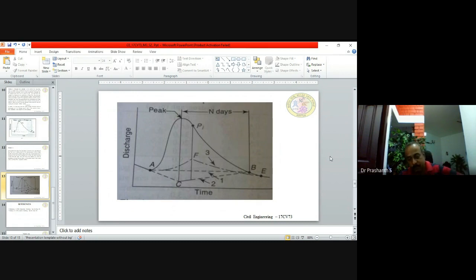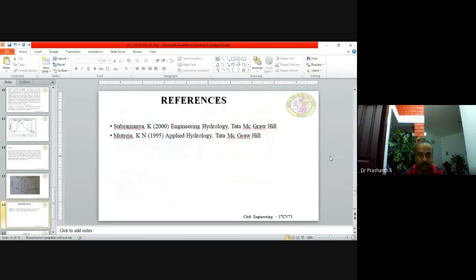And base flow separation is needed to find out the amount of base flow. So these are the references that are used.